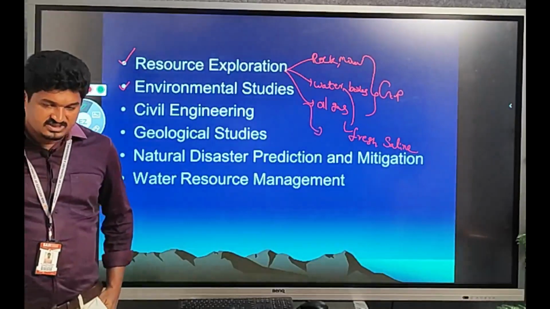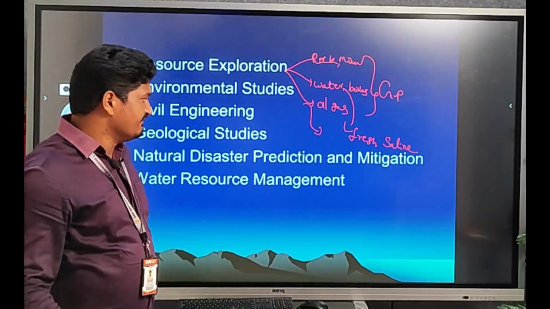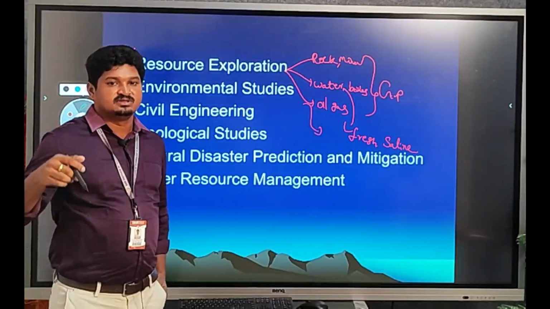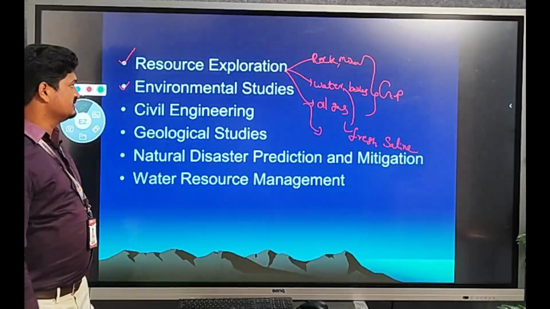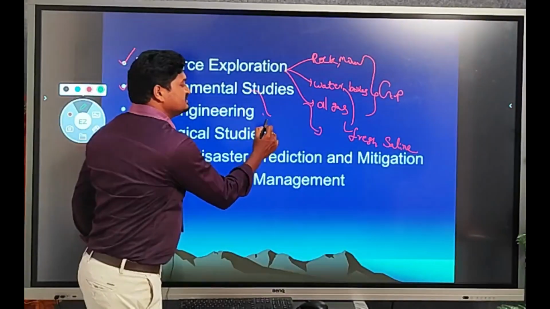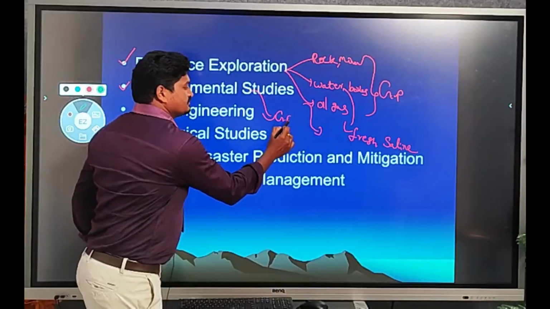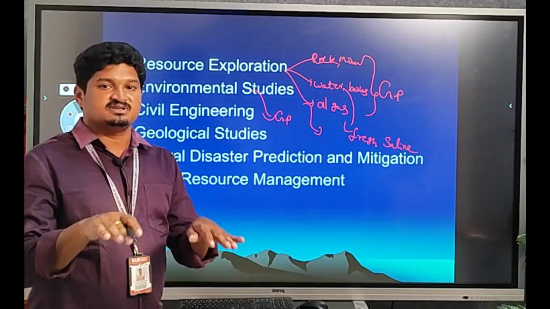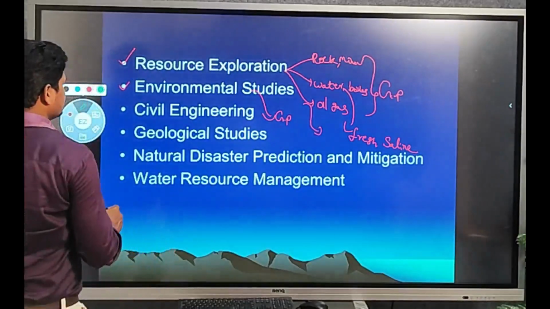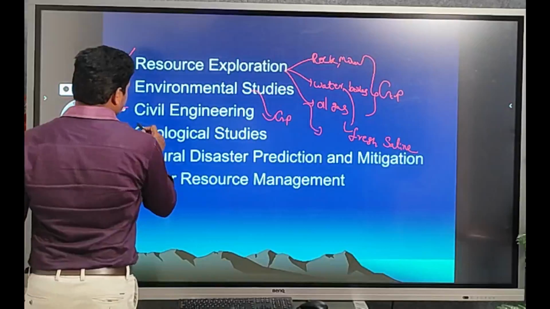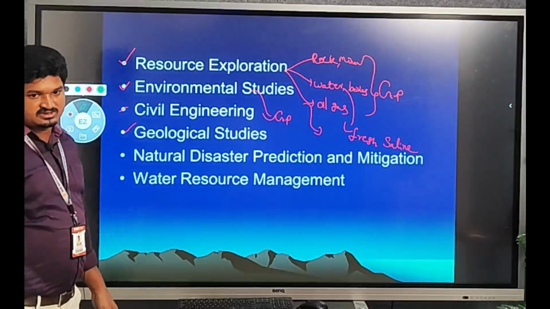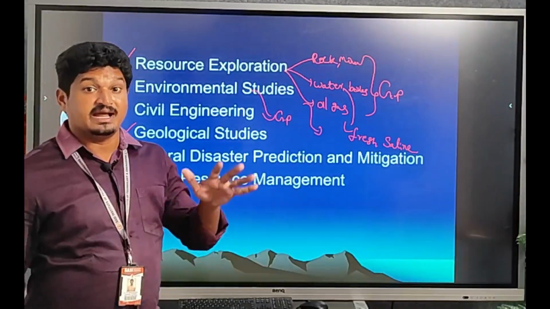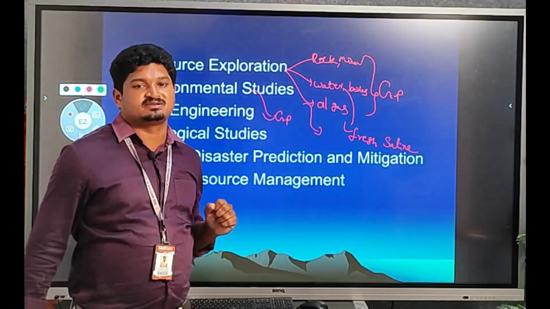So in environmental studies, various elemental concentrations are incorporated into the subsurface. So we are able to find out using the GP method, based on the metal concentration in that subsurface. And in geological studies, most of the geological studies involve the identification of rock and minerals and identification of different types of secondary structures.